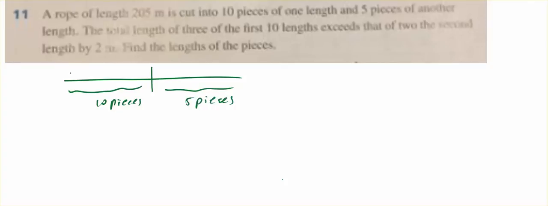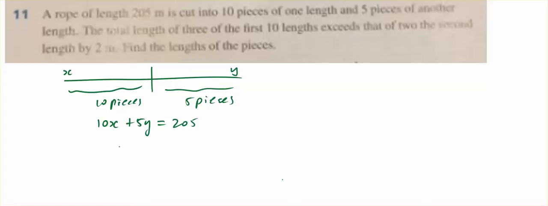We'll call each piece in the first section X, and each piece in the second section Y. Algebraically, 10 pieces of X plus 5 pieces of Y gives you the total length of the rope, because that's how we cut it. Now, we also know that the total length of 3 of the first 10 lengths exceeds that of 2 of the second lengths by 2 meters.